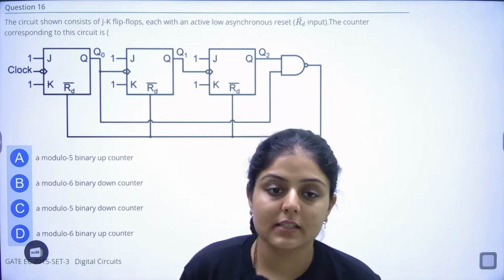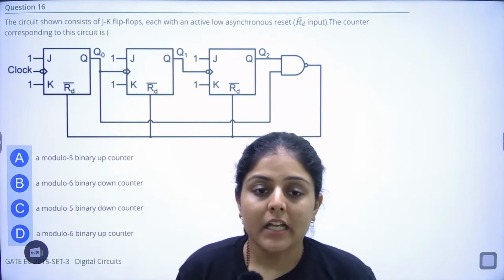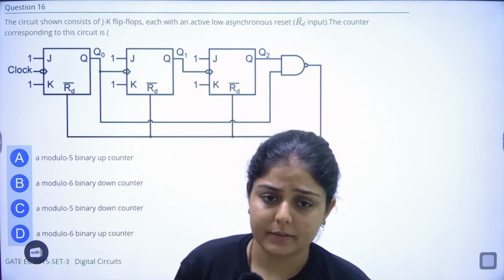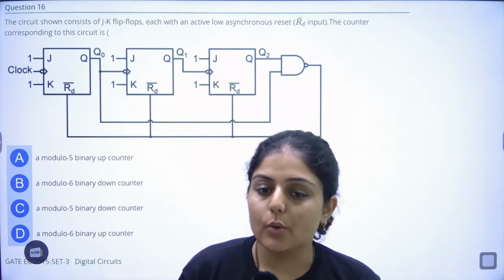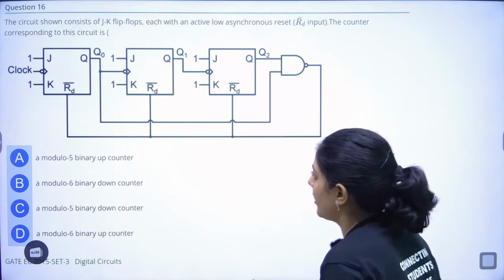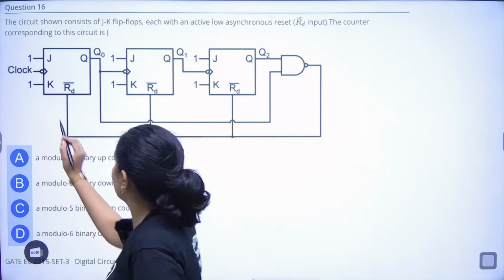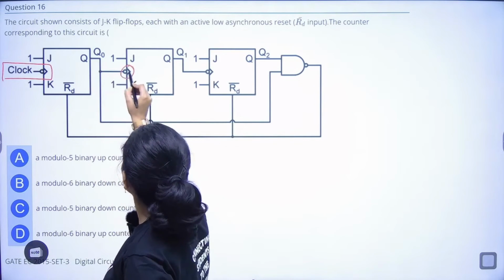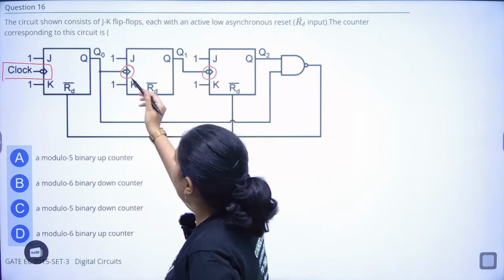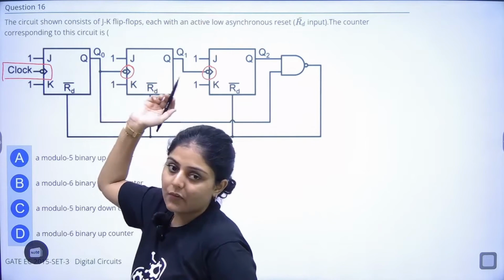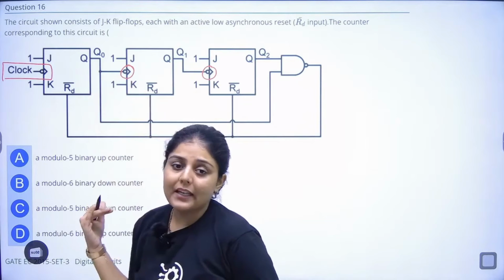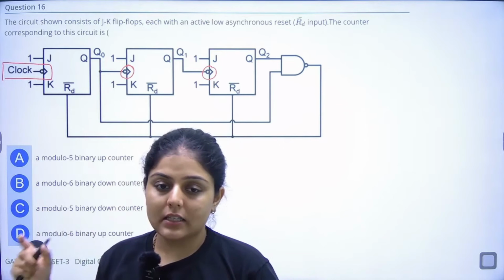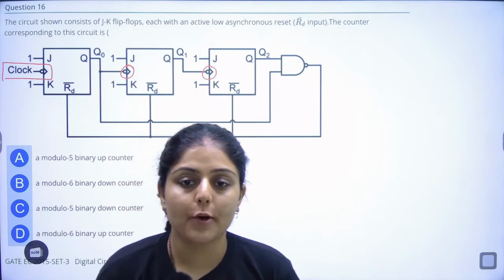Okay, so the question says that the circuit shown consists of JK flip-flops, each with active low asynchronous reset. Now in this case, a synchronous counter is not given. Synchronous means, see here, clock is applied to only the first one. For the other flip-flops, the clock is the output of another flip-flop. So this is asynchronous. The clock is not the same for all 3 flip-flops. So this is what asynchronous means.